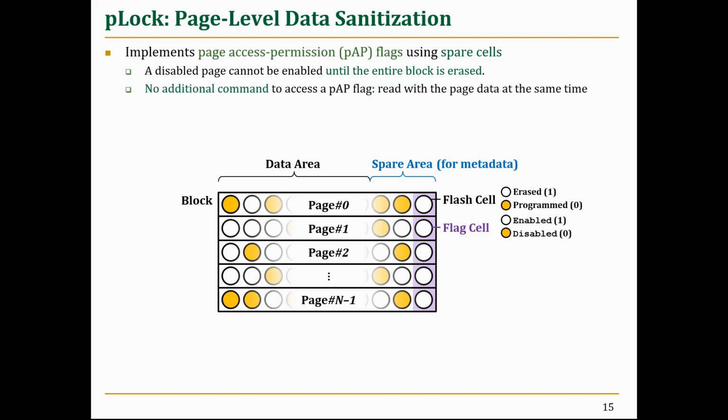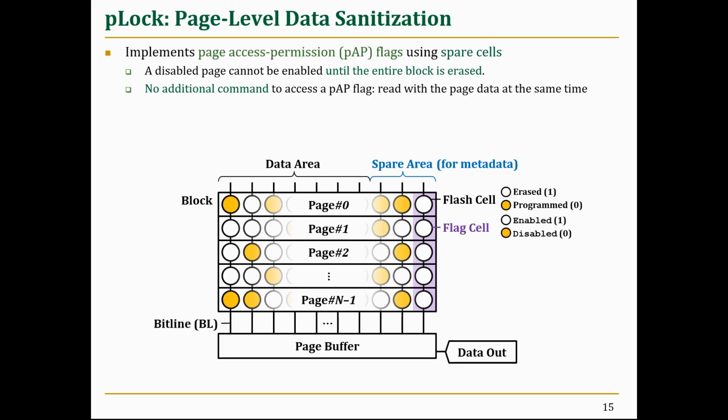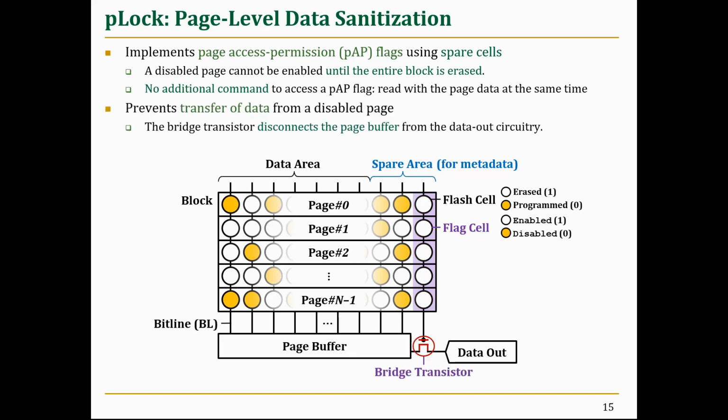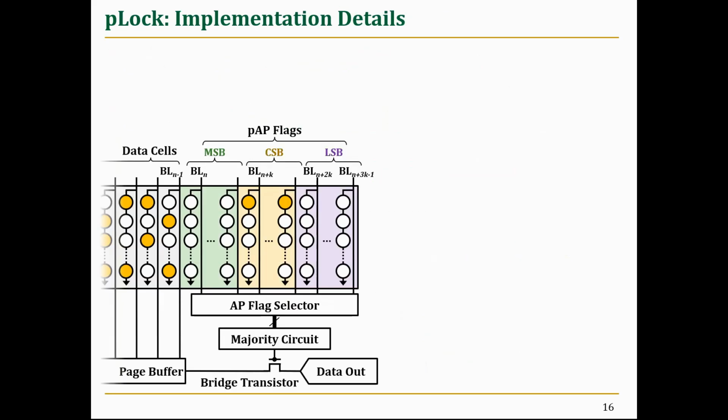No additional command is required to read the access permission flag, as it is read together with the page data at the same time. We slightly modify the read data path in NAND flash memory by adding bridge transistors that are controlled by the value of flag cells. Once a PLOC command programs the flag cell of a page, the page data cannot be read as bridge transistors disconnect the page buffer from the data circuitry. Let me show more details of our PLOC implementation to address challenges in modern NAND flash memory.